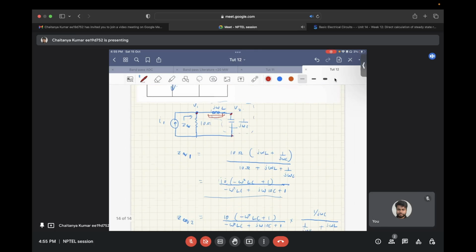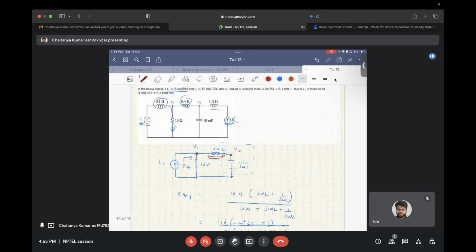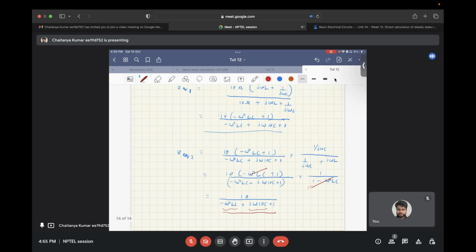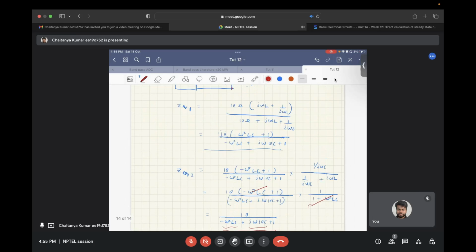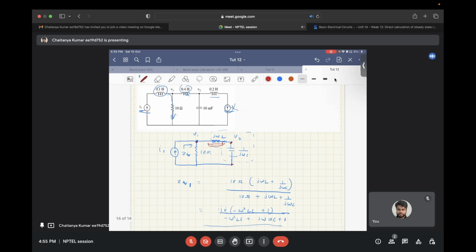So what you have to do to find the V1 values is plug in the values of omega, L, C and R, and calculate the magnitude as well as phase.